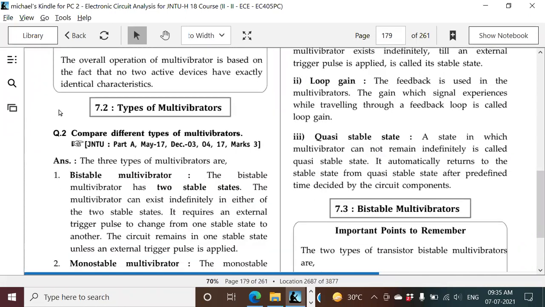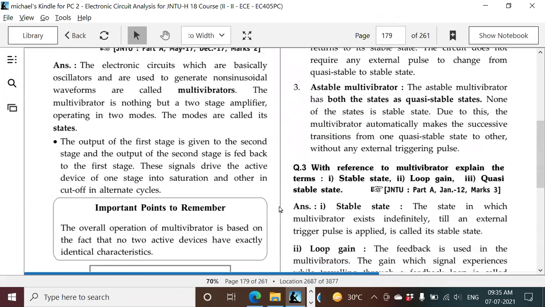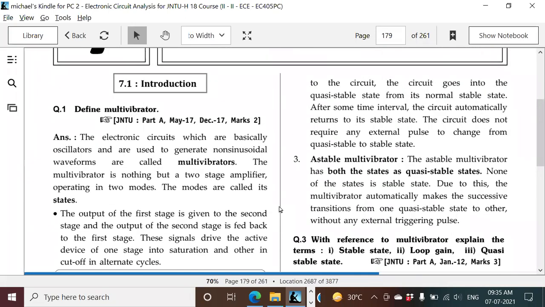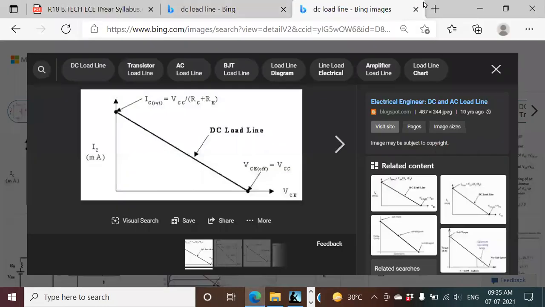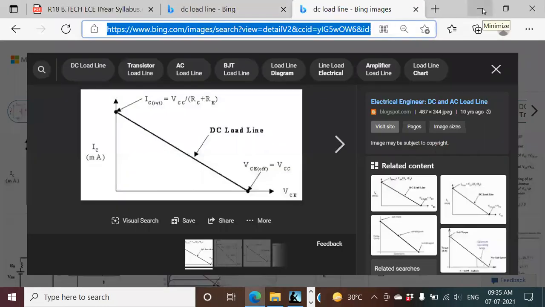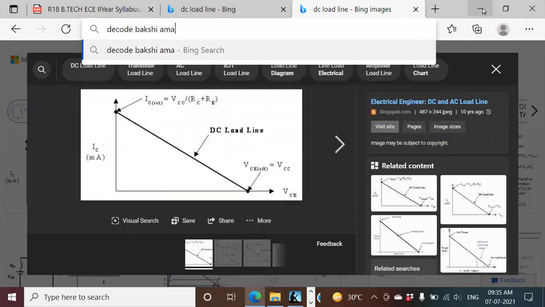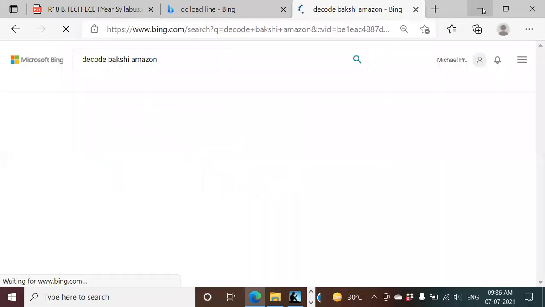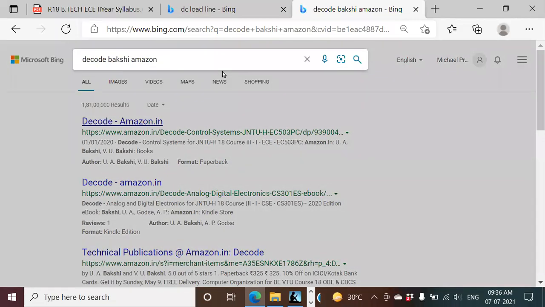Now, what are the different types of multivibrators? This is the question bank that I was talking about. It is available online, and available for purchase on Amazon. So you can purchase this.